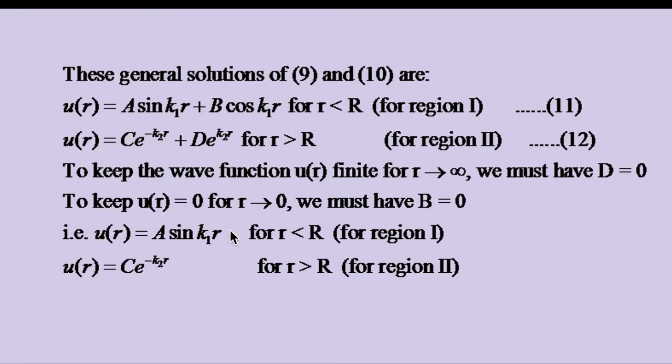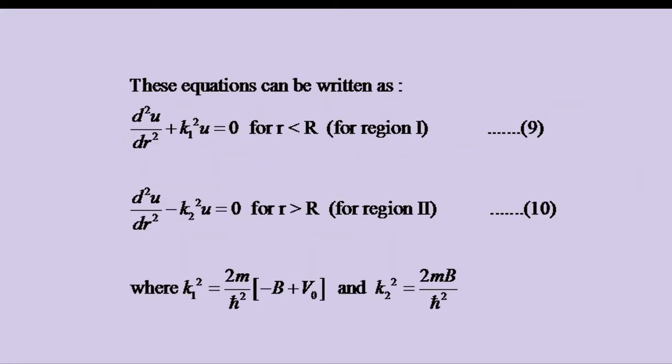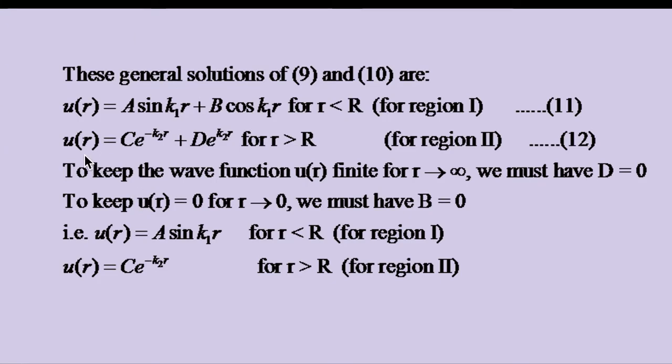And for the second region, this is like our charging and discharging of capacitor equation, where we have the exponential equations. So u of r is c e raised to minus k2r plus d e raised to k2r. So they are either minus k2 or plus k2, both are possible. And now from this general solution, we have the constants a, b, c, d, etc.